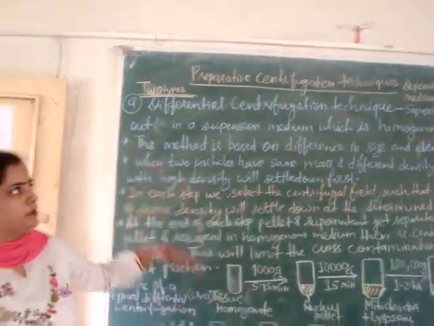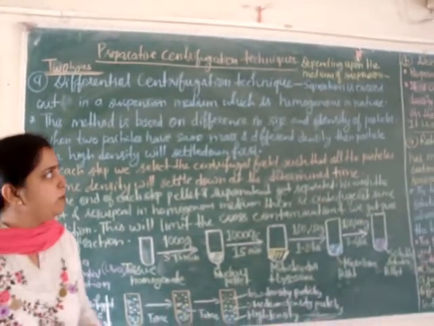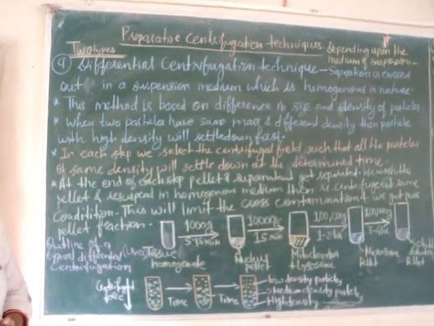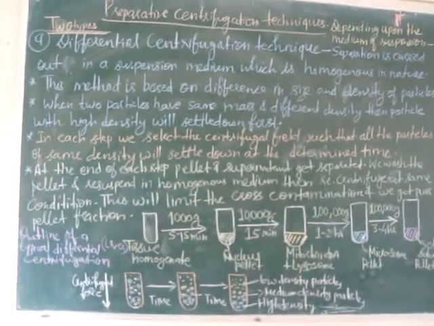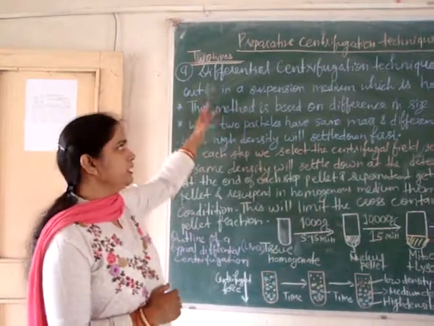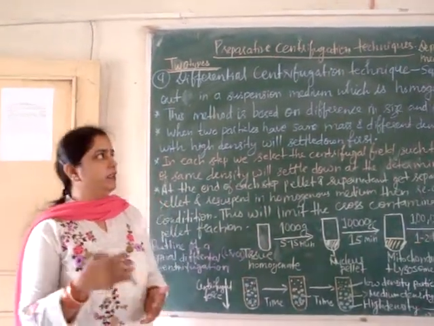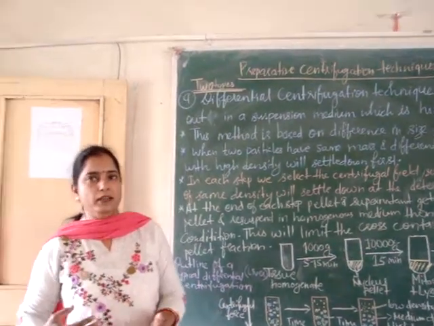See about preparative centrifugation techniques. Depending upon the medium of suspension, there are two types of preparative centrifugation technique. The first one is the differential centrifugation technique. The separation is carried out in a suspension medium which is homogeneous in nature. That means the suspension medium is homogeneous.